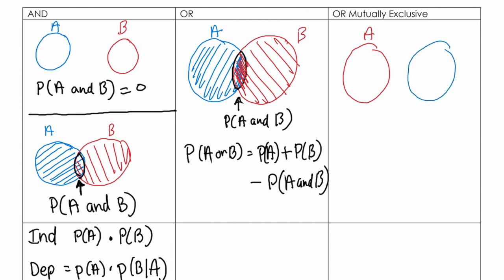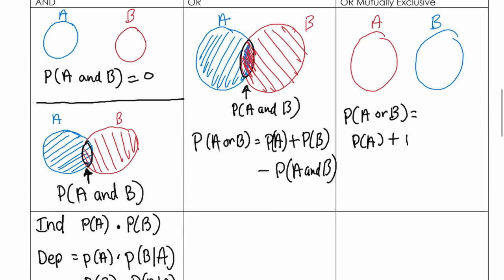So when we have mutually exclusive events, there's no overlap. So I get this picture here. So that means when I find my probability of A or B, I take the probability of A plus the probability of B, and I subtract off any overlap.